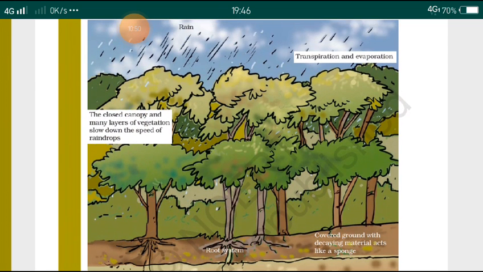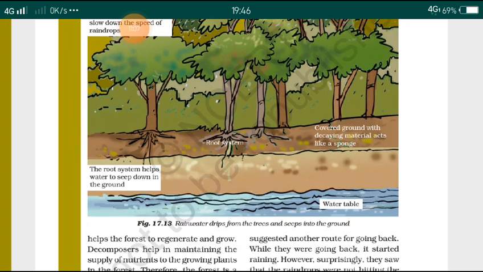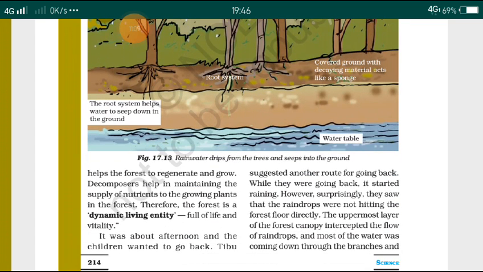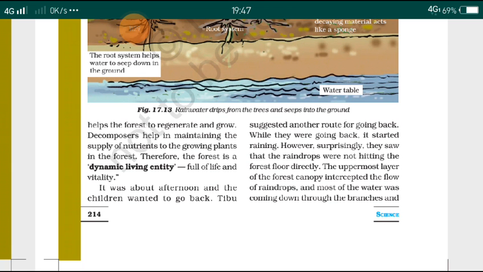This is the diagram. The closed canopy and many layers of vegetation slow down the speed of raindrops. Transpiration and evaporation. The ground covered with decaying materials acts like a sponge. The root system reaches the water table, helping the forest to regenerate and grow. Decomposers help in maintaining the supply of nutrition to the growing plants in the forest. Therefore, the forest is a dynamic living entity full of life and vitality.